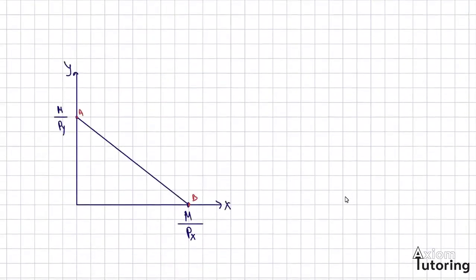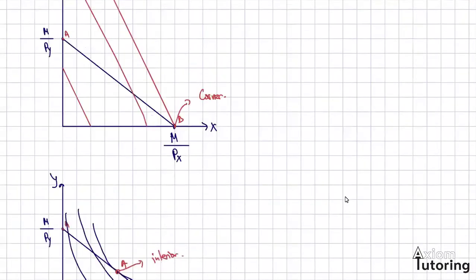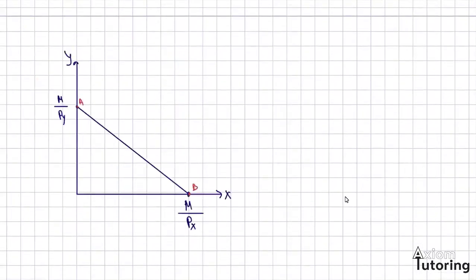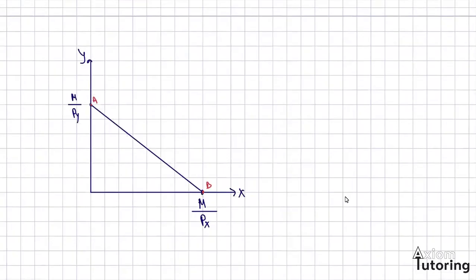Another possibility could be that the indifference curves look L-shaped. So they might look something like this, for example. I'm drawing that red line to indicate that the kinks are all along a particular line. This is going to be our perfect complements.